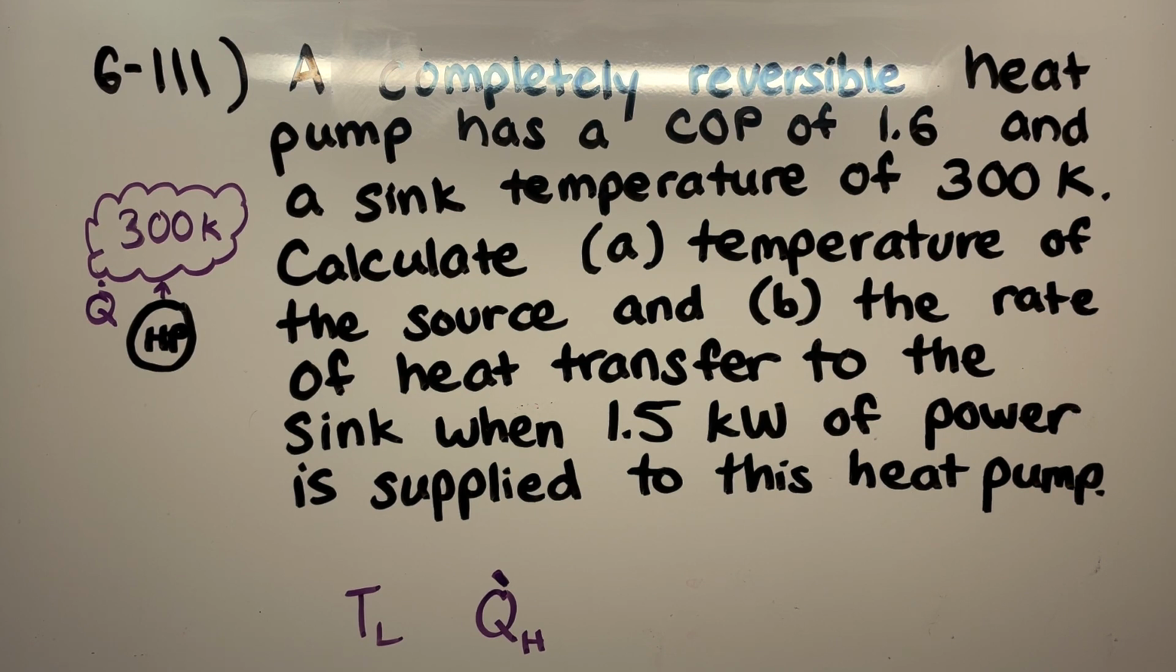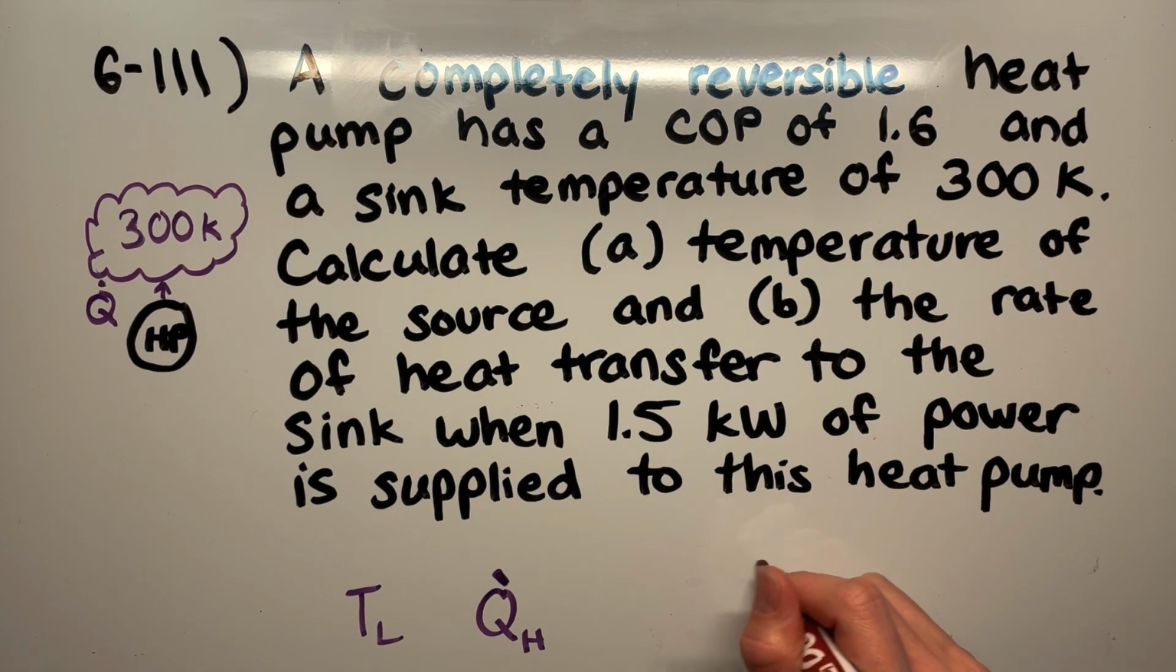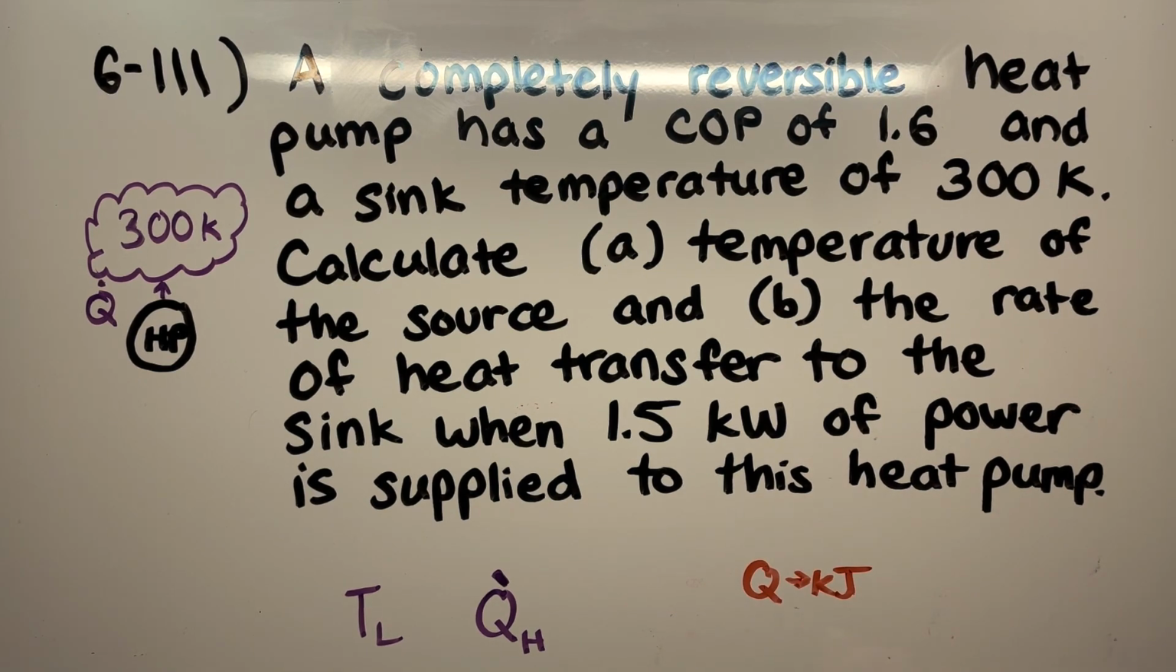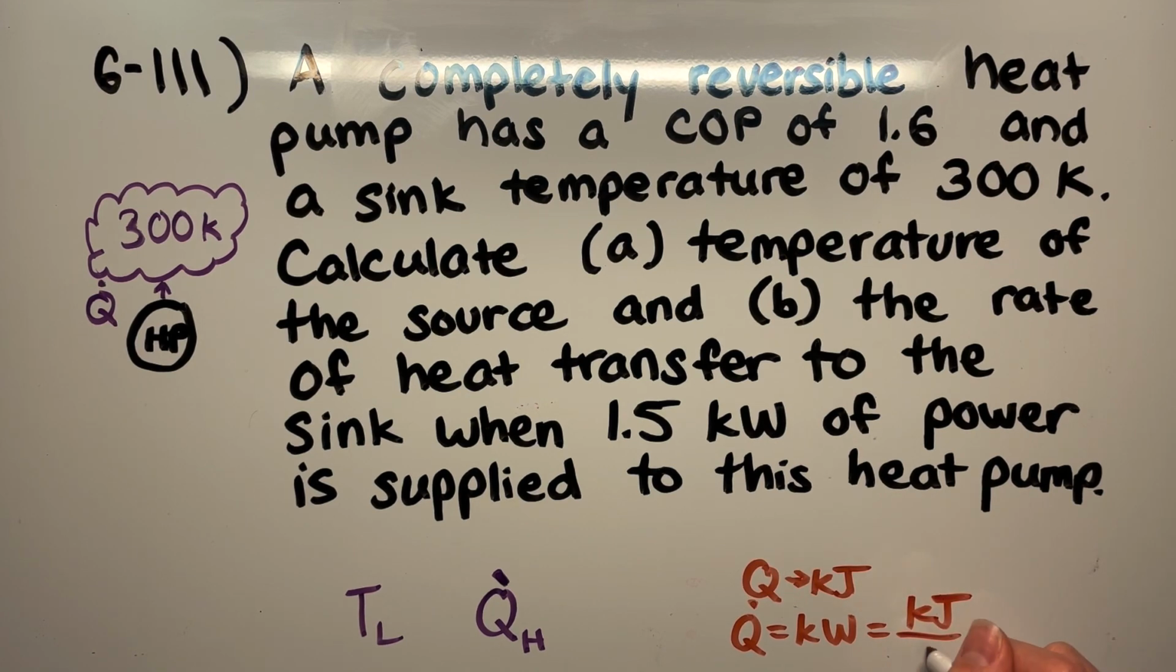It's not the total heat transfer, but if you can recall, heat transfer is Q, and Q is in terms of joules or kilojoules. So if we divide kilojoules by seconds, we get kilowatts. So Q dot is equal to kilowatts, which is really just kilojoules per second.